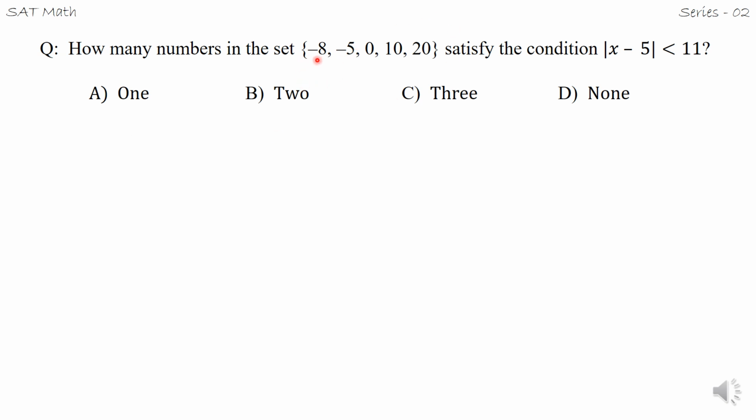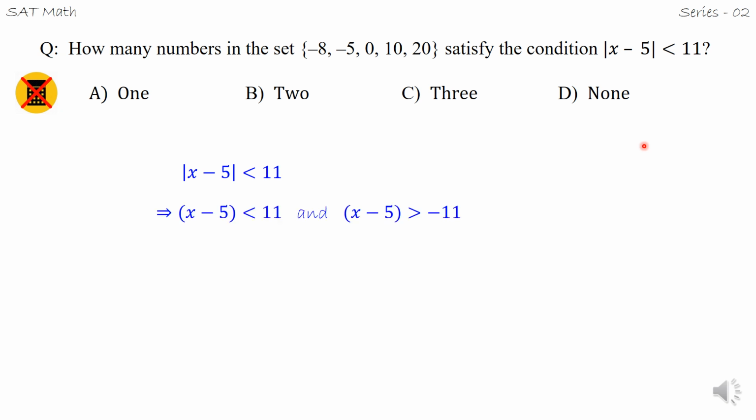Okay, here a set of numbers is given. We need to find how many numbers in this set satisfy the condition that the absolute value of x minus 5 is less than 11. Okay, we know absolute value. How to find the absolute value? It can be written as x minus 5 less than 11 and x minus 5 greater than -11.